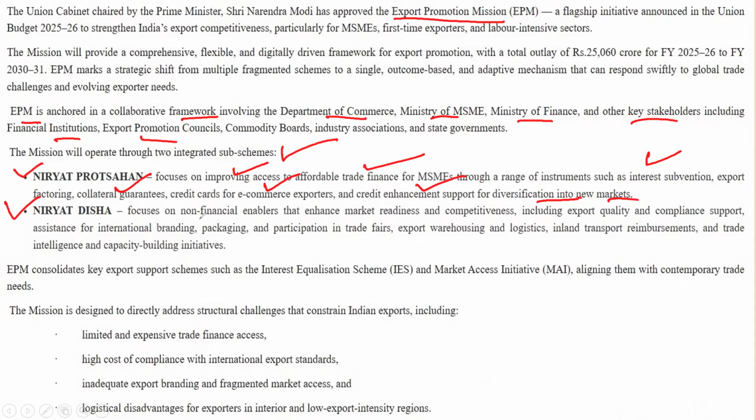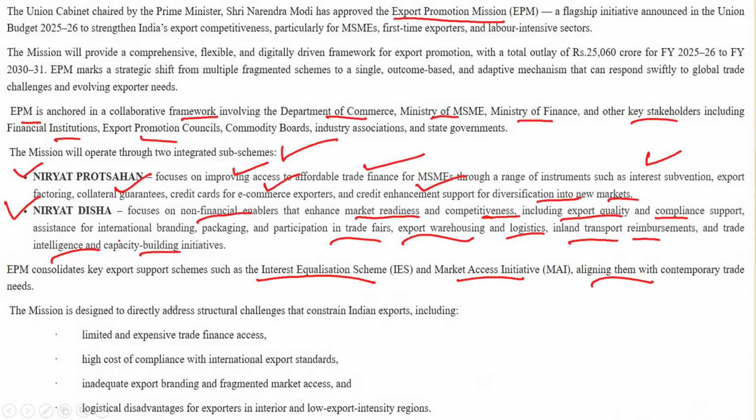And Niryat Disha focuses on non-financial enablers that enhance market readiness and competitiveness, including export quality and compliance, assistance for international branding, packaging, and participation in trade fairs, export warehousing, logistics, inland transport reimbursement, and intelligence and capacity building initiatives. So these two schemes are important so that you can have an idea of them. In this EPM, key export support schemes such as the interest equalization scheme and market access initiative are consolidated, aligning them with contemporary trade needs.